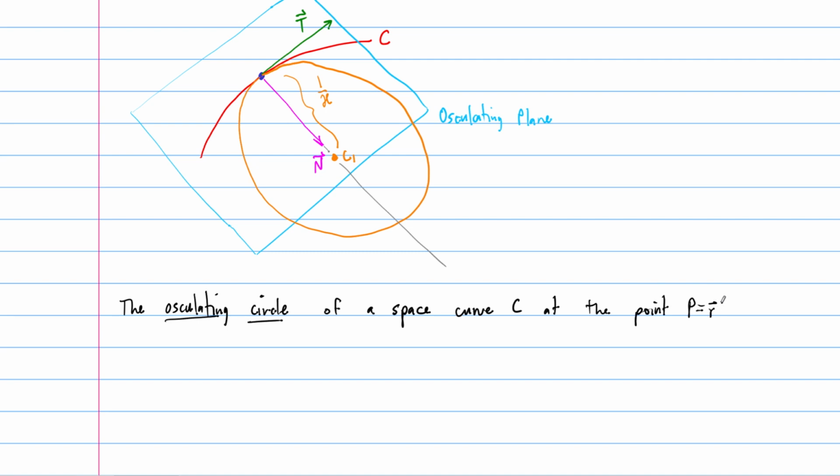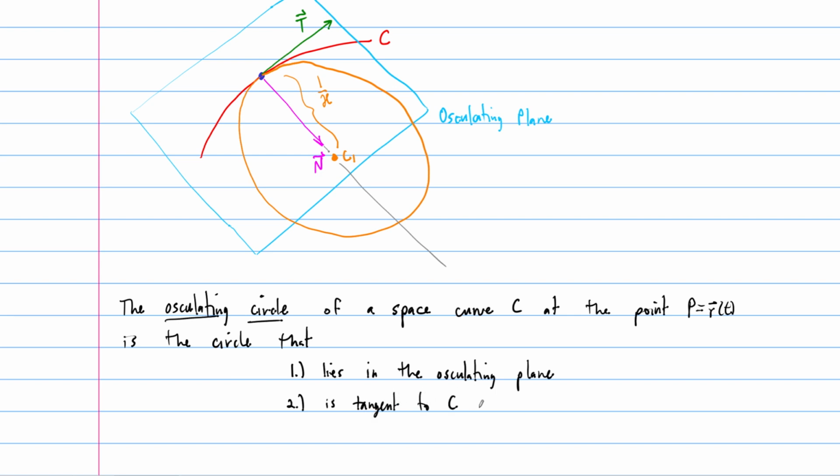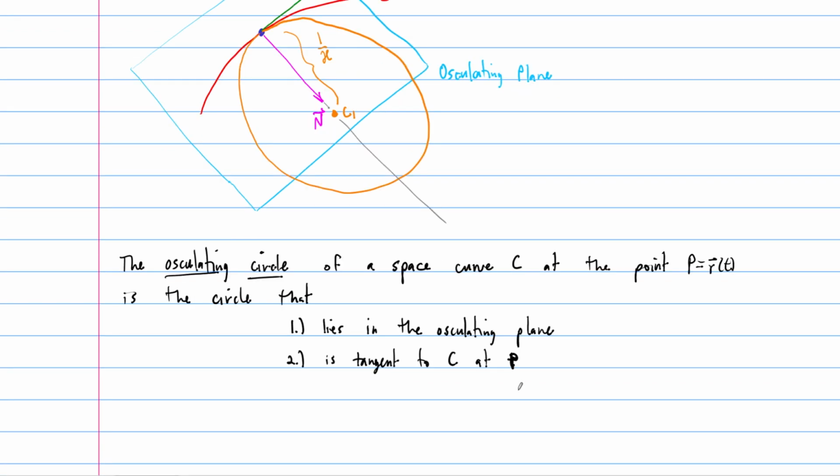Again, this is all properties of the curve C itself at the point P, and this P is equal to R of T. This is going to be the circle that has the following properties. One, it lies in the osculating plane. There's where its name comes from, well, partially. Two, it is tangent to the space curve at P, at R of T.